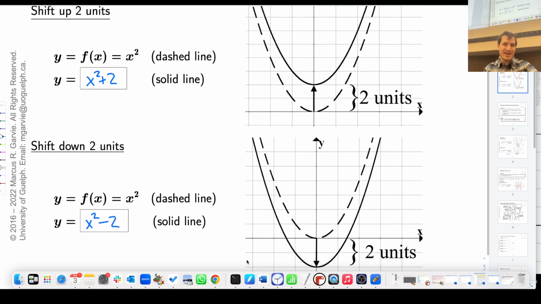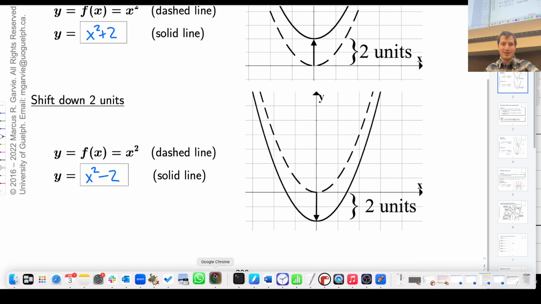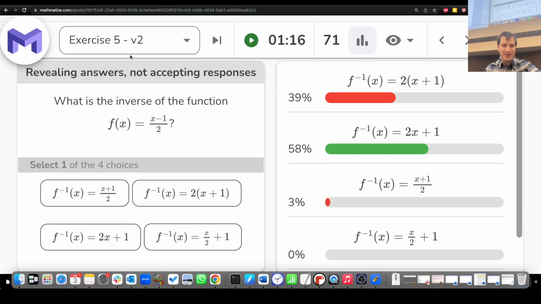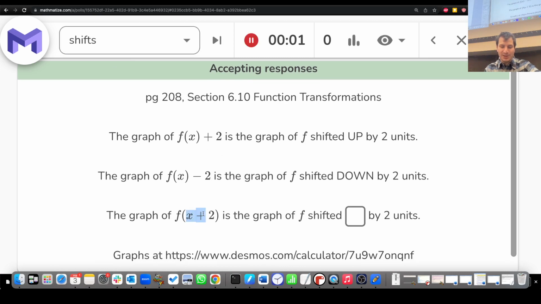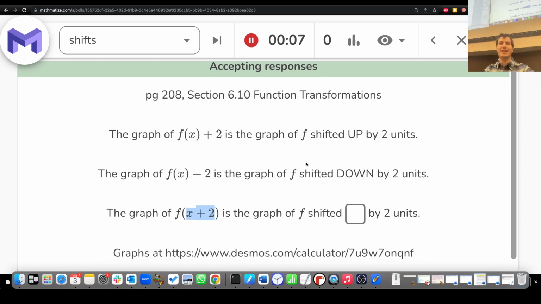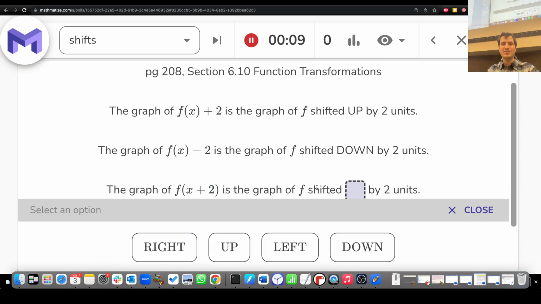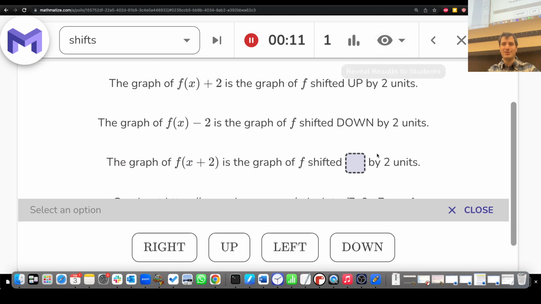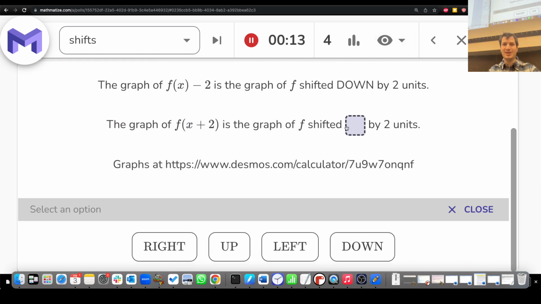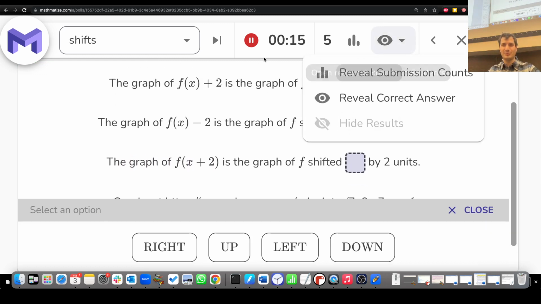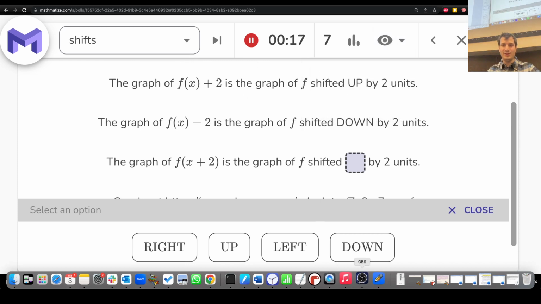Here is where it gets exciting, and I'm going to have you guys do it on Mathmatize. The exciting thing is, what happens when you do f of x plus 2, but the plus 2 is in the brackets? You do x plus 2 first, then apply f. Then we're going to shift somewhere, but is it up, down, left, or right? You guys think about it, decide what you think it's going to be. Maybe you remember from high school, maybe not, and I'll reveal in a minute the answer.